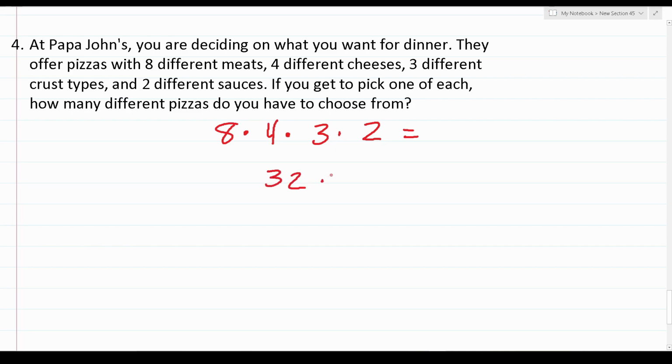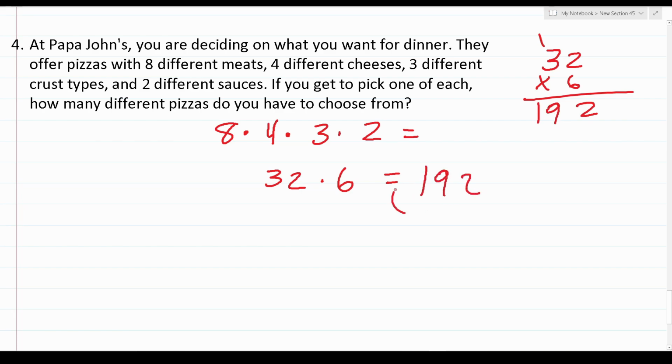3 times 2 is 6. And so as not to make any mistakes, I'm going to work this off to the side. We have 32 times 6 here. 2 times 6 is 12. Carry a 1. 3 times 6 is 18. Plus 1 is 19. So in total, if you get to pick from 8 different meats, 4 different cheeses, 3 different crust types, and 2 different sauces, you could make 192 different pizzas.